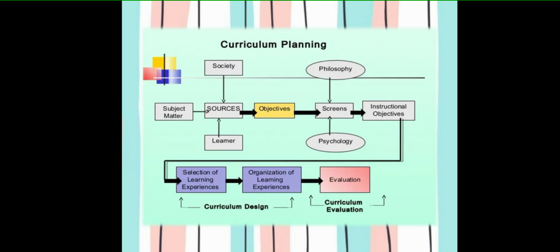So there is curriculum planning. First one is society, second one is philosophy. Society contains sources, and the parts of the sources are subject matter, learner, and objectives. In philosophy, there are screens. Objectives go to screens.